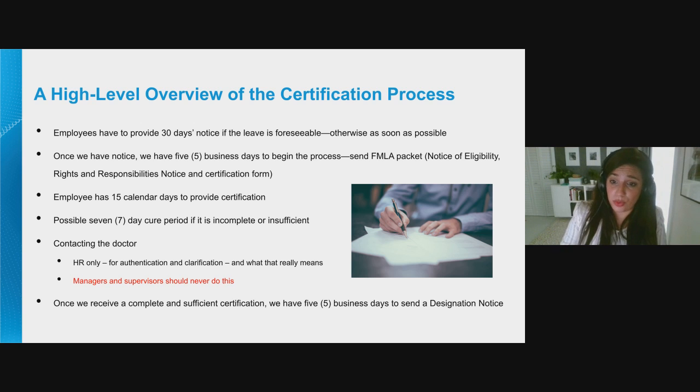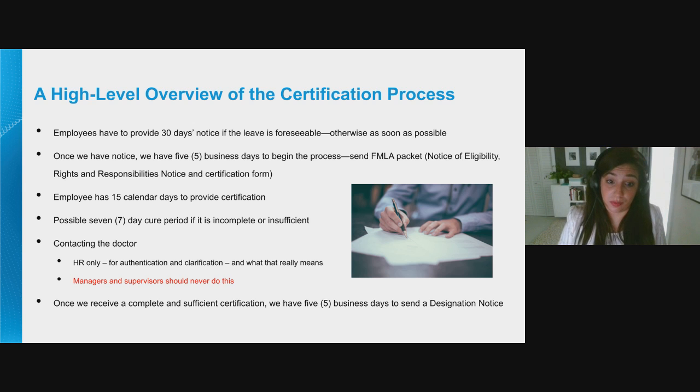Now, once you as employer get notice that an employee will need leave, what do you do? You have to provide them the FMLA paperwork. You have to provide them the notice of eligibility that lets them know whether they work for a covered employer, whether they have met the 1,250 hours within the last 12 months, all that stuff. So that is your notice of eligibility, and you're going to provide them the rights and responsibilities, which lets them know what are their rights under the law and also what it is that they are responsible for.